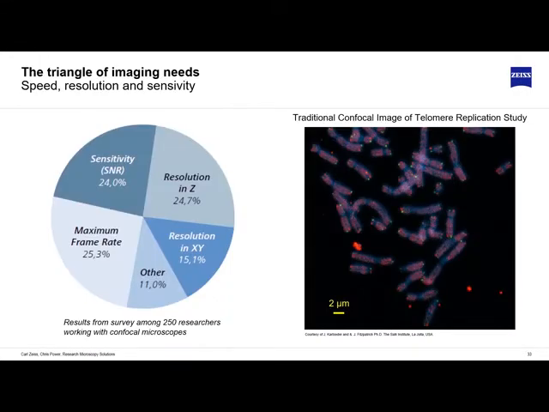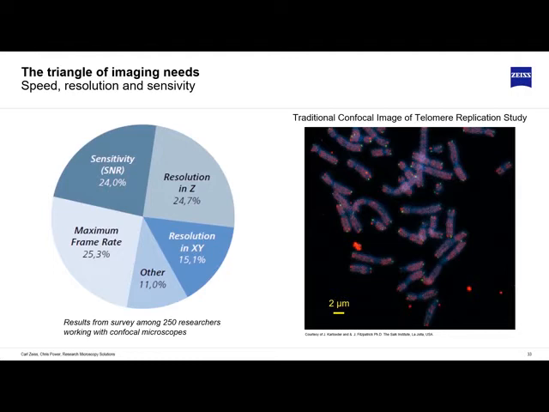How do people want them to get better? Well, here was a survey from a few years ago where we asked people what they wanted to see. And of course, there are common themes here. There is the triangle of speed, resolution, and sensitivity, which is a bit cliched in these talks. So I've just left it as a bar chart rather than a triangle, but they're the three things that we always strive towards. And they're not necessarily independent.